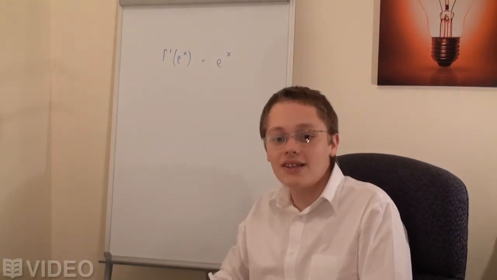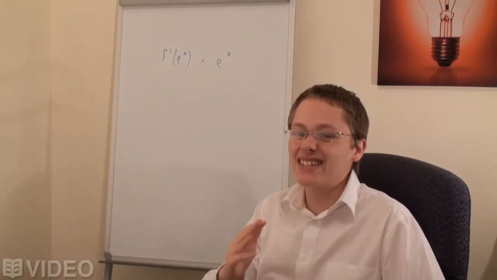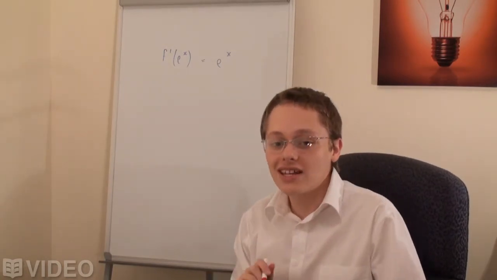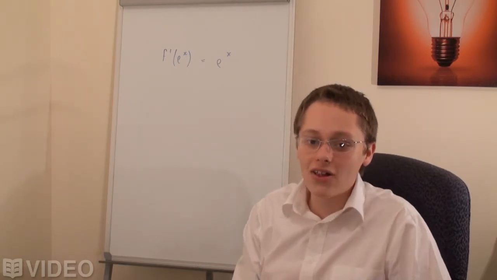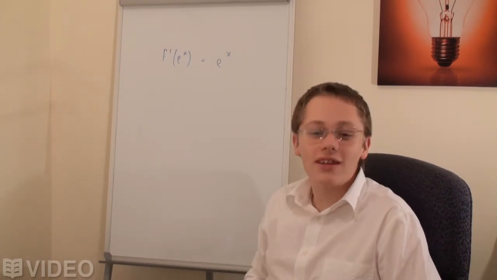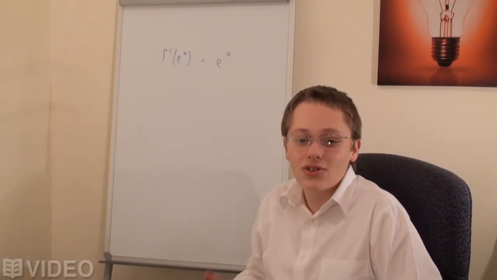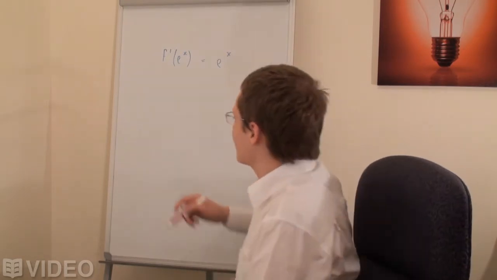And that's what's amazing about Euler's constant raised to the power of x. It's its own derivative, and when you get to integral calculus, it's its own antiderivative as well as a result, which is amazing. It's the only function that is its own derivative and its own antiderivative. So what does this actually mean?